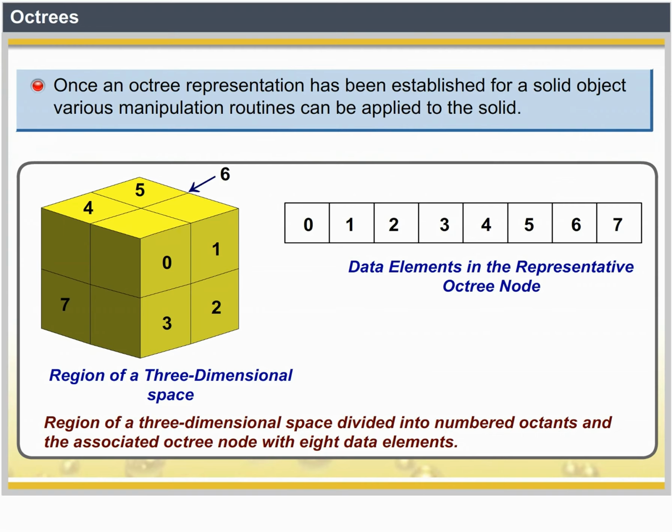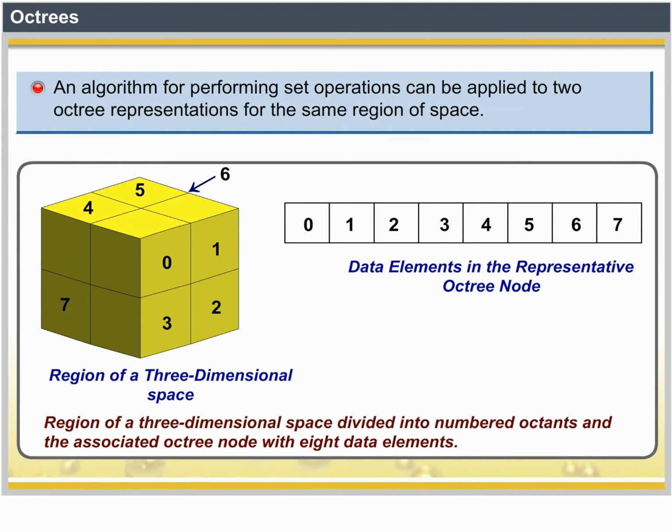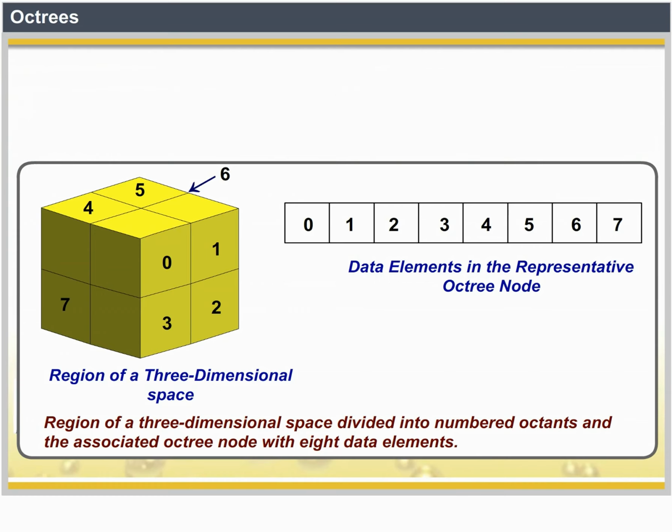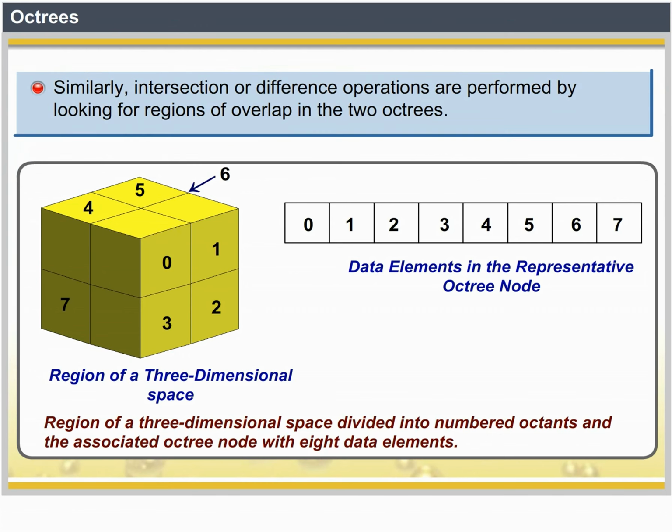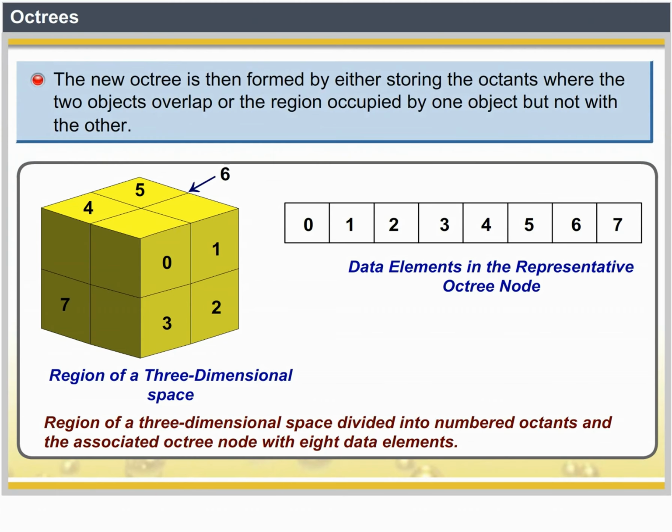An algorithm for performing set operations can be applied to two octree representations for the same region of space. For a union operation, a new octree is constructed with the combined regions for each of the input objects. Similarly, intersection or difference operations are performed by looking for regions of overlap in the two octrees. The new octree is then found by either storing the octants where the two objects overlap or the region occupied by one object but not the other.